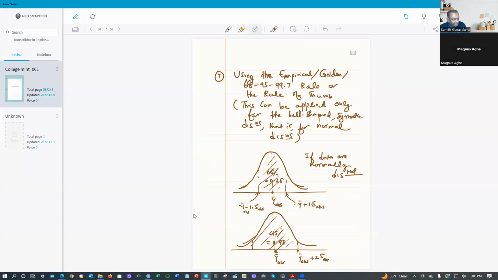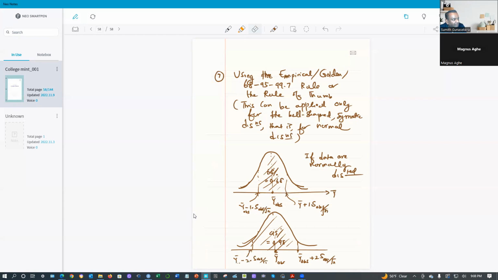S subs divided by square root 10, okay? Because these are based on square root 10, because these are y bars, not y. S subs divided by square root 10. This one, y bar ops minus 2 times s subs divided by square root 10, okay? I'm gonna write here: y bar ops minus 2 times s subs divided by square root 10.